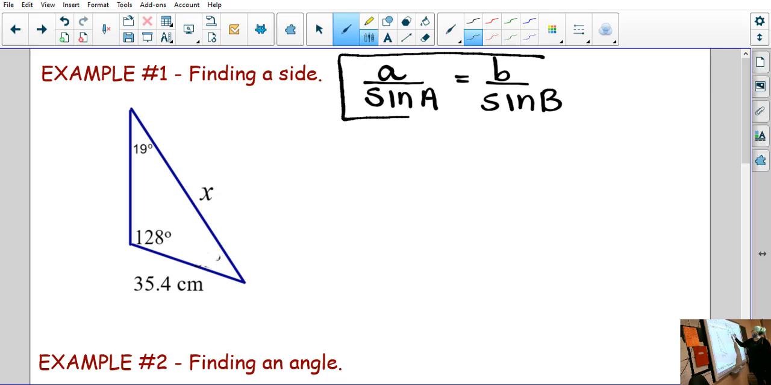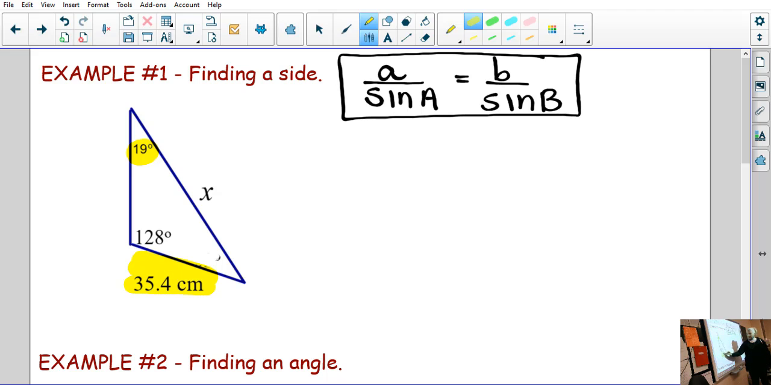So this is how I'm going to write the formula. I'm not going to put the other part equals C over sine C because I don't need all 3 pieces to make this work. So I always need a pair. And I have to look and see if I know an angle and its opposite side. So I do know angle 19, and I know it's kind of on a slant here, but that would be the opposite side to 19.